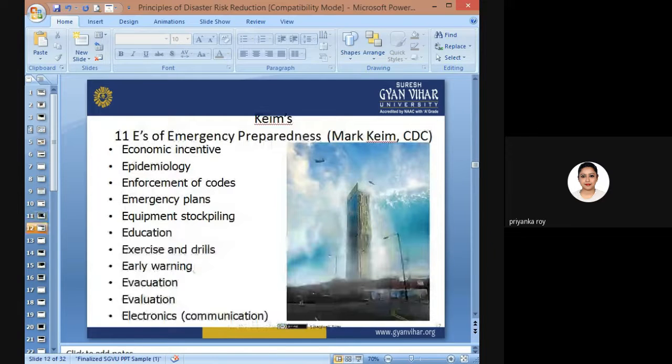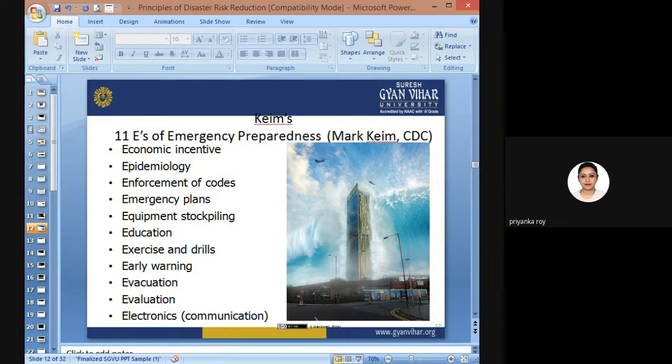Now, Kim said there are 11 E's of emergency preparedness. That is: economic initiatives, epidemiology, enforcement of codes, emergency plan, equipment stockpiling, education, exercises or drills and trainings, early warning system, evacuation, evaluation, and electronic or communication system. So the 11 E's are, first we have economic initiative. You need some economic assistance and initiative to do more sustainable developmental activities, and inventory checkups.